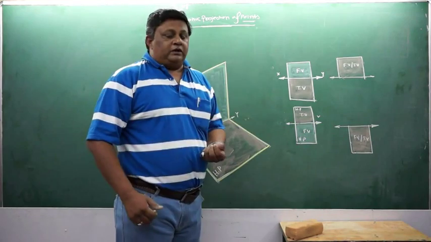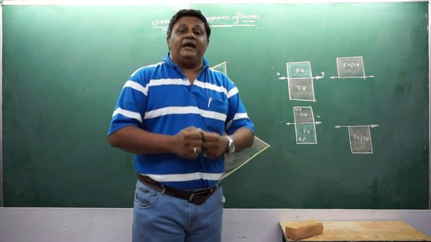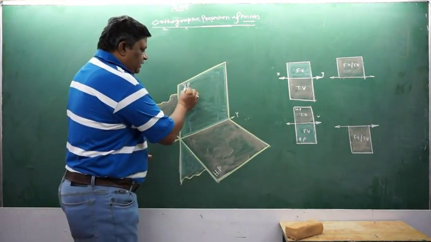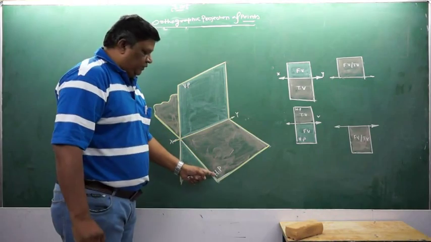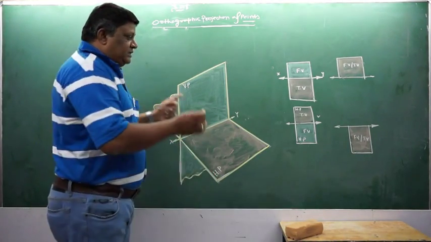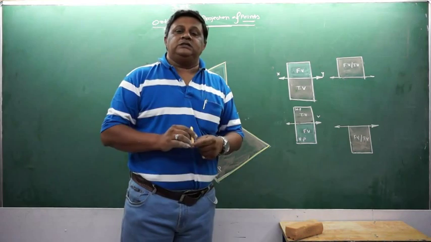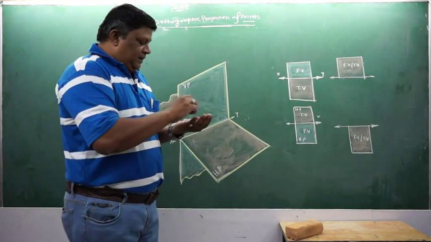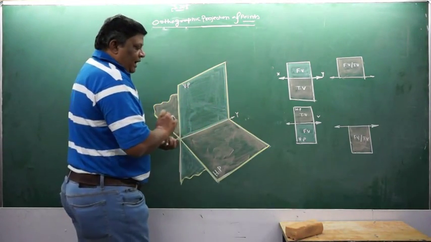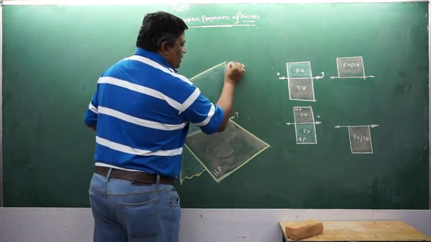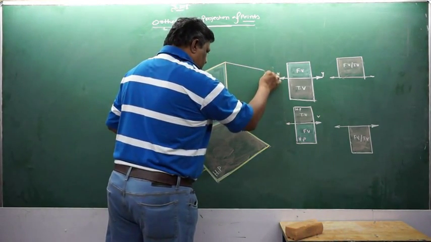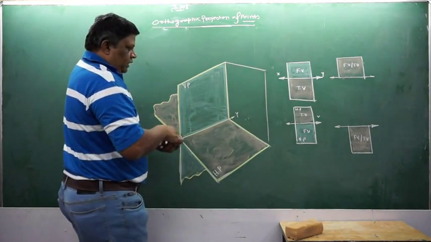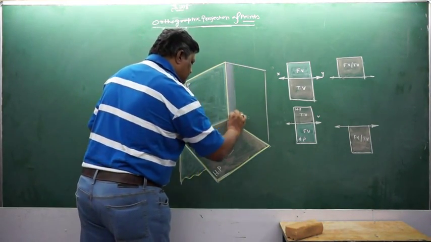Now the time has come that we should learn about how to get the side views of an object. Now for front view, we were using vertical plane. For the top view, we were using horizontal plane. And for the side views, I will be using a plane called the profile plane. Now what is profile plane? Profile plane is the plane which is perpendicular to both HP and VP.